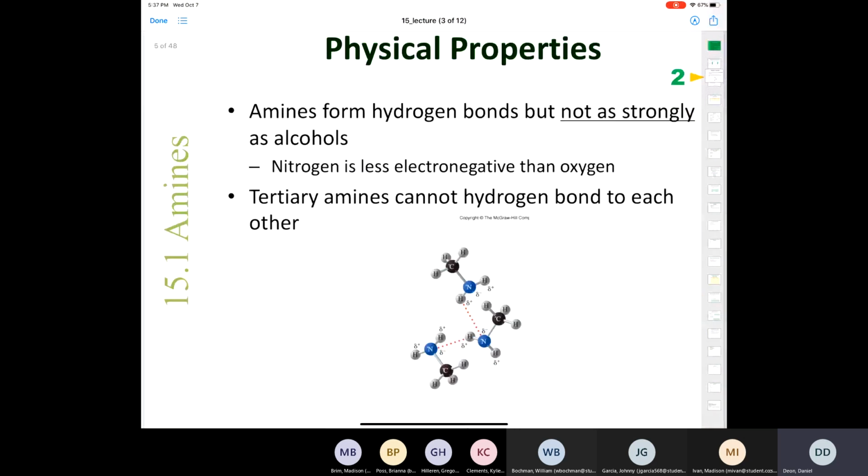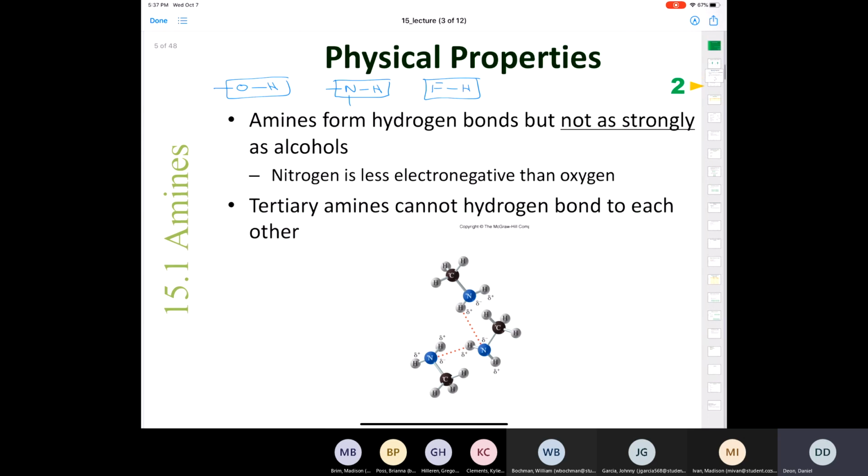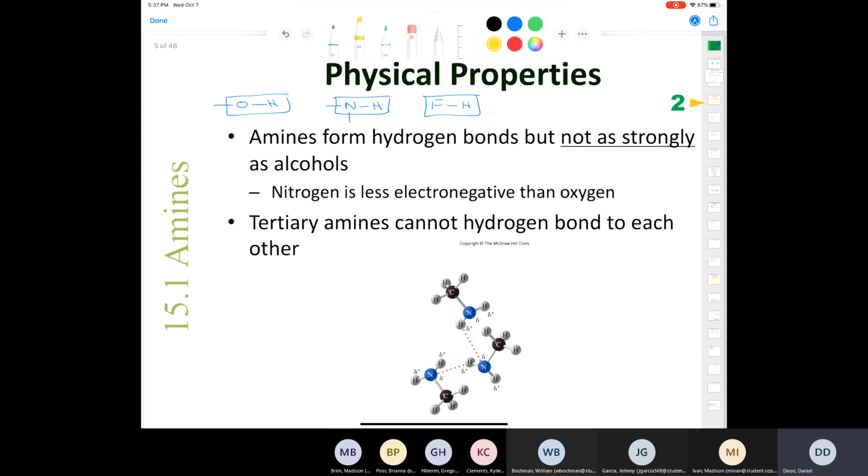The physical properties of amines: it says here that amines form hydrogen bonds, but not as strongly as alcohols. You'll probably remember that the requirement for hydrogen bonding is that you have a bond between oxygen and hydrogen, like this, between nitrogen and hydrogen, and I'm just boxing in to show the oxygen-hydrogen and nitrogen-hydrogen bonds, or a bond between fluorine and hydrogen. The reason why we have hydrogen bonding in amines is obvious: it's because we have nitrogen-hydrogen bonds in primary and secondary amines.